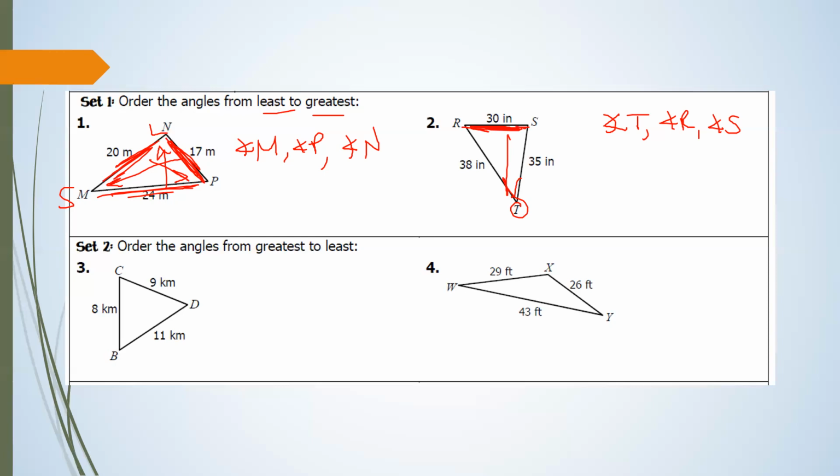And number 3, we're going to order the angles from greatest to least. So it's the same idea. It's just we're going from greatest to least. So my longest side is 11. The angle across from it, or not touching it, is angle C. My medium is 9. So the angle across from the medium side is angle B. And my smallest side, 8, that's across from angle D.